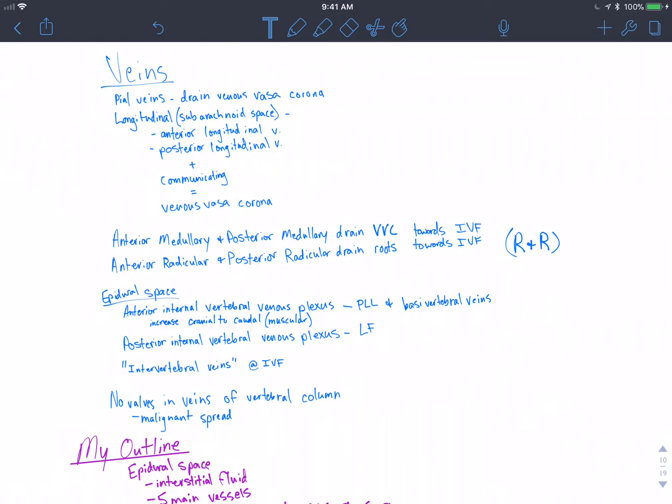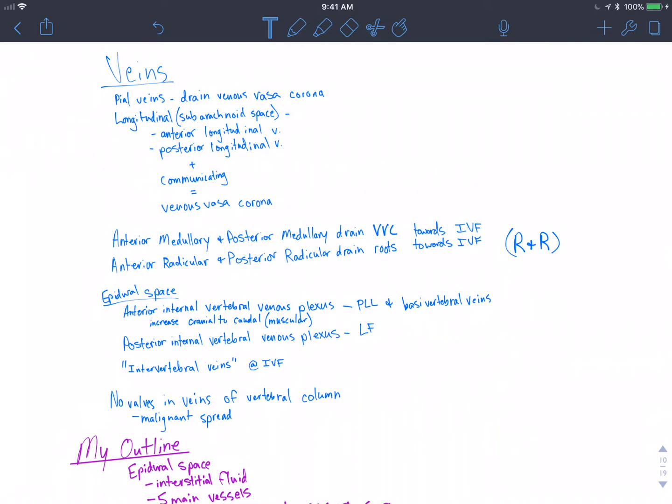So our longitudinals, in our subarachnoid space, we got the posterior longitudinal veins, in conjunction with those communicating, giving us that venous vasa corona, the crown, okay? And kind of the same with the veins as the arteries. The medullaries are going to drain the venous vasa corona out to the IVF. And radicular, again, are going to accompany the roots and drain it out to the IVF.